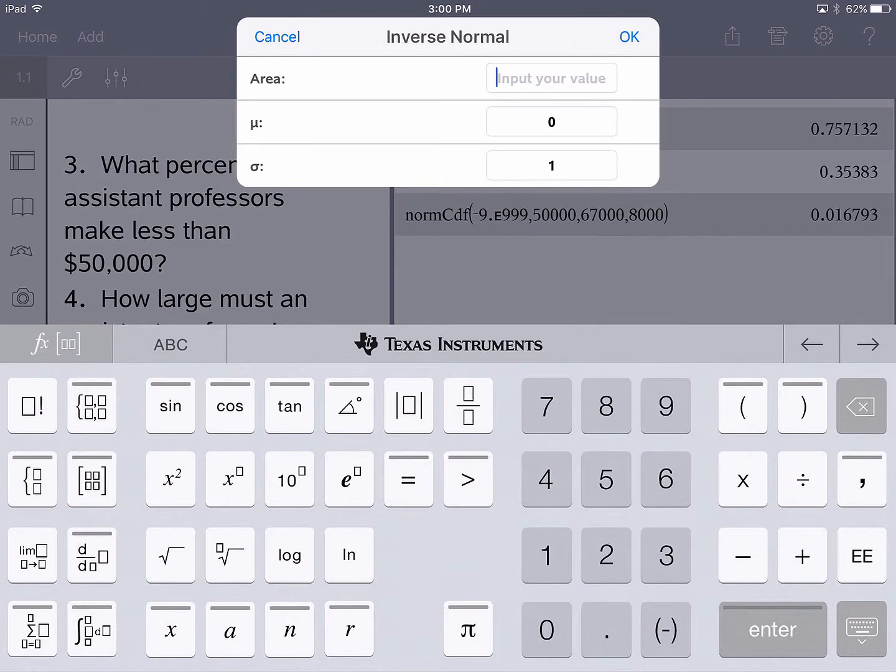Now it's the 90th percentile, but remember the area under the curve is equal to 1. So 90% of that area is 0.9, or the area below the point that I'm looking for is 0.9, corresponding to the 90th percentile. The mean of the data set is 67,000, and the standard deviation is 8,000. So once you have those three things entered, the percentile, the mean, and the standard deviation, you can hit OK.